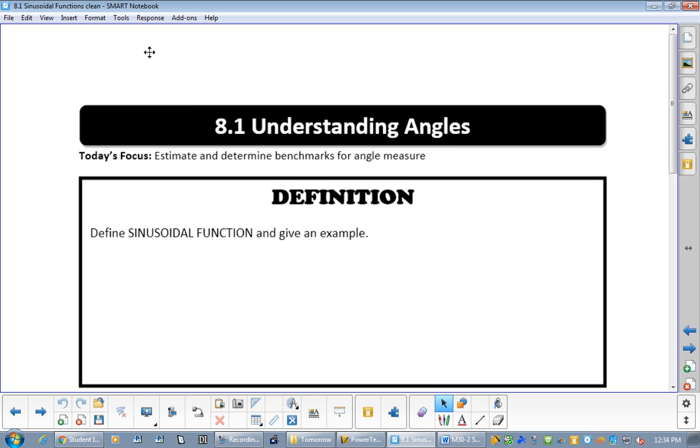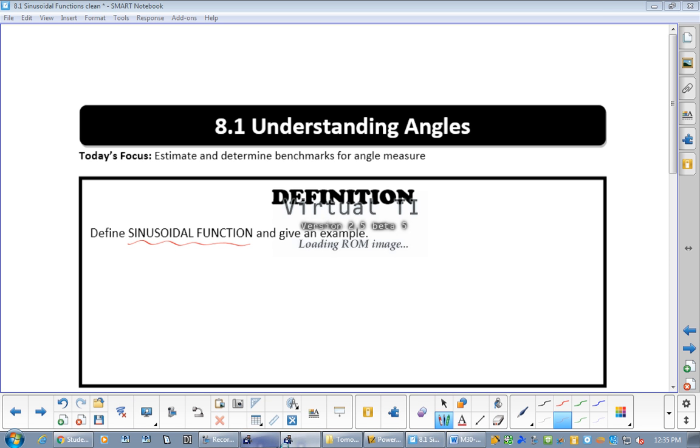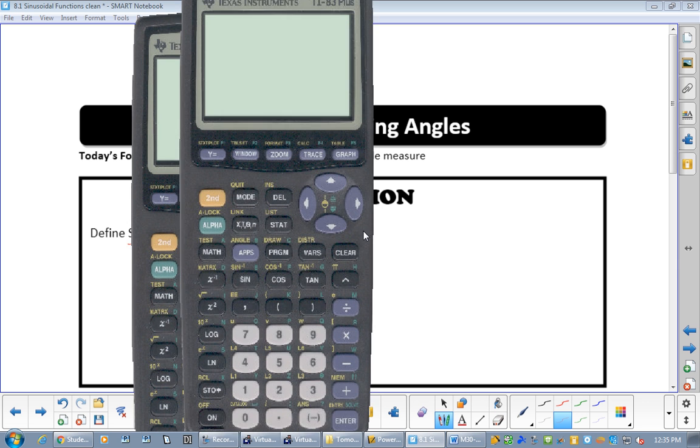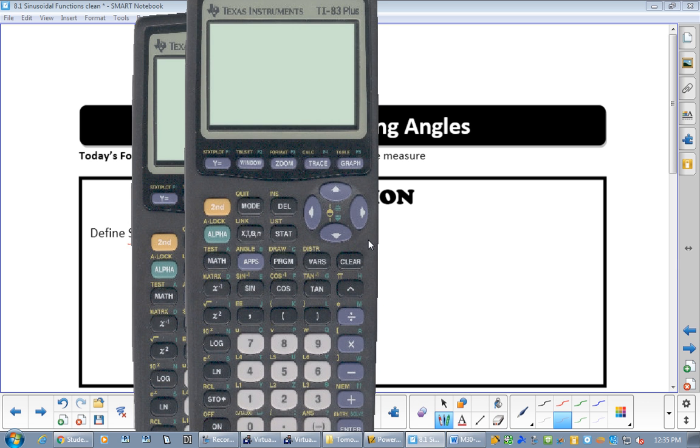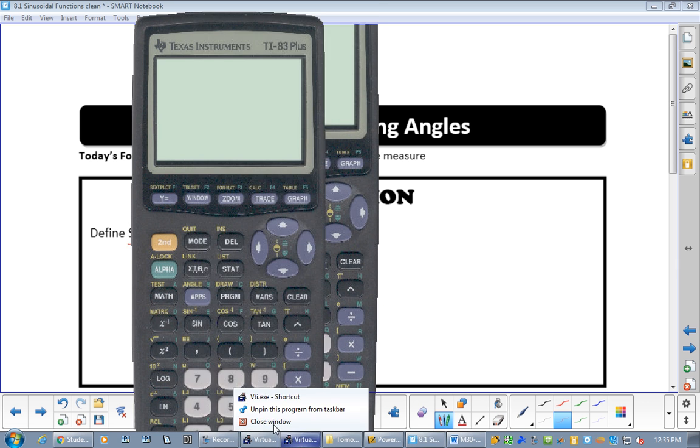Okay, so we are going to be talking about sinusoidal functions. Now, a sine function, I actually just want you to see what even one looks like. I don't know why this wants to open two calculators on me sometimes.